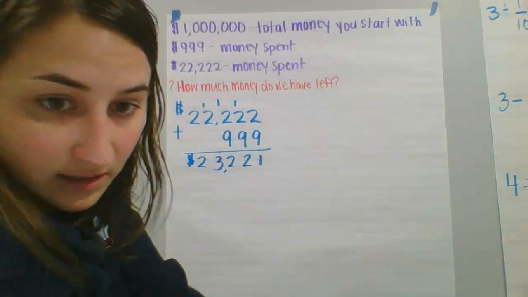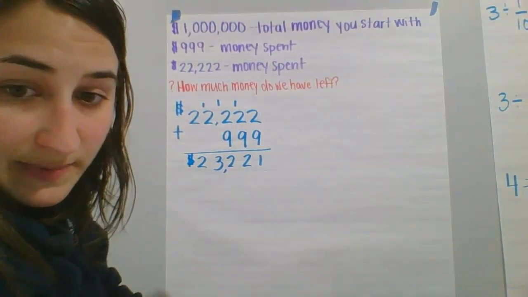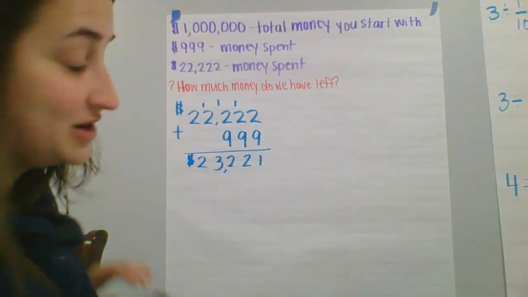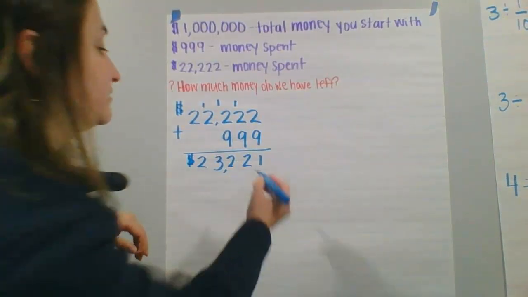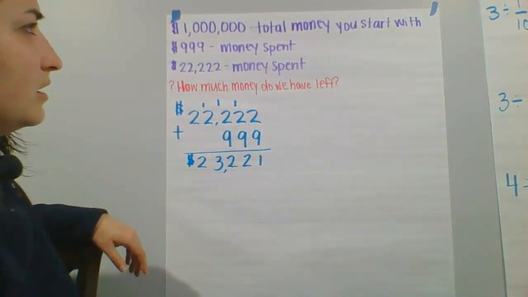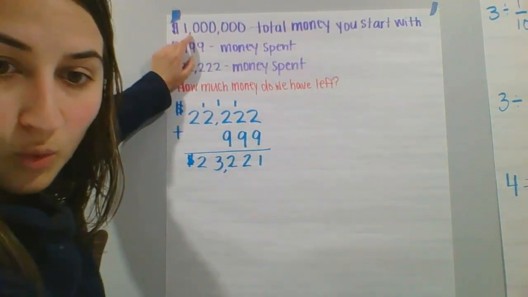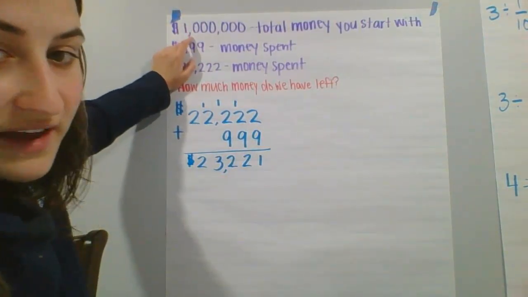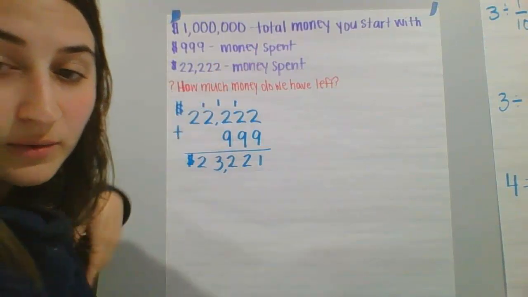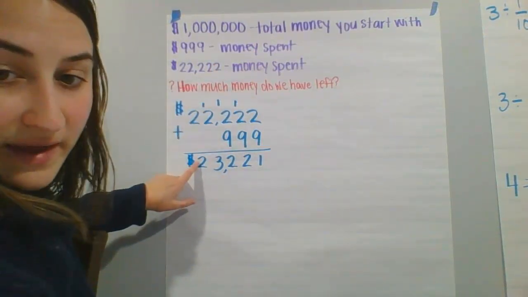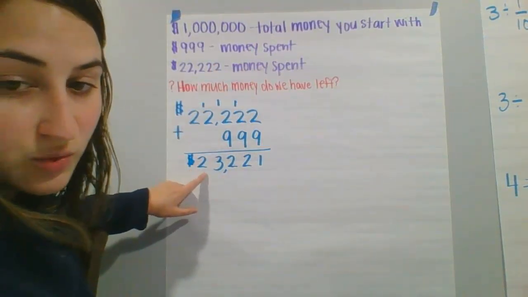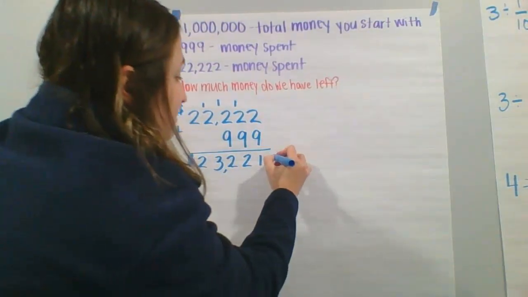So this lucky kid or whatever got to spend $23,221, which is pretty impressive. But we started with $1 million, and we want to find the difference between our total money that we had and the amount that we spent. So $23,221 is our spent money.